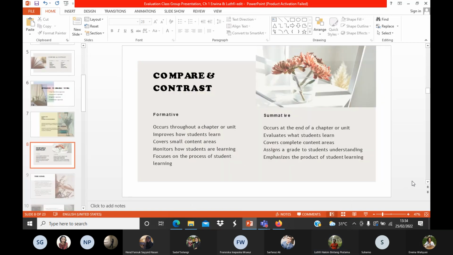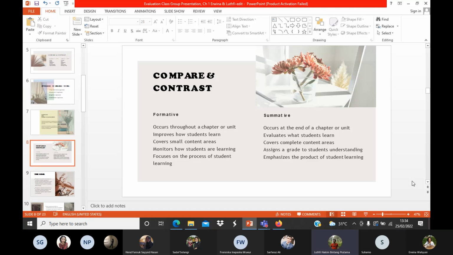Next, compare and contrast. Formative occurs through a chapter or unit, improves how students learn, covers small content areas, monitors how students are learning, and focuses on the process of student learning. And summative occurs at the end of the chapter or unit, evaluates what students learn, covers complete content areas, assigns a grade to student understanding, and emphasizes the product of student learning.